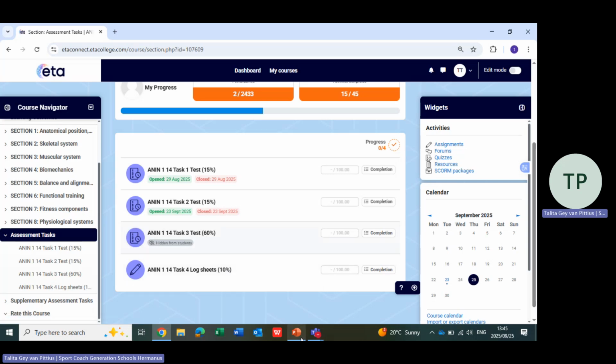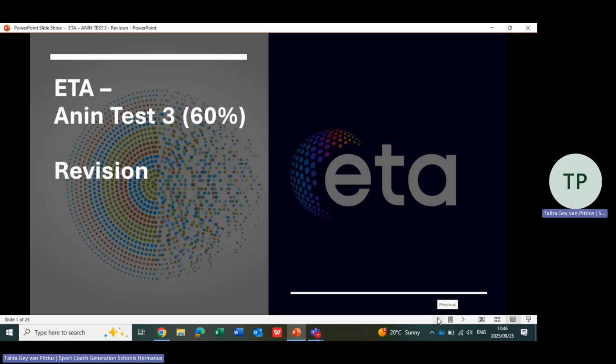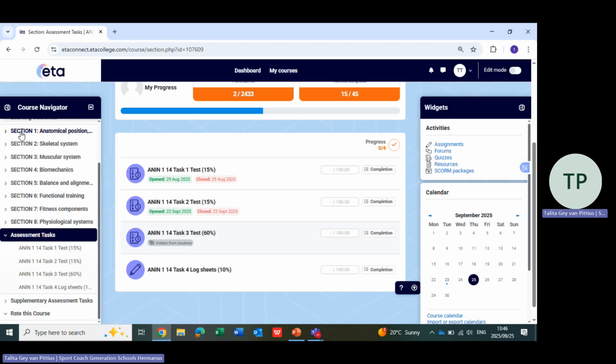Just to quickly show you, when you go into this one, this is the focus point. I'm not telling you these are the only things you're going to get in this test, but I am touching on some of the important points that I want you to go back on. Remember that this test 3 covers sections 1, 2, 3, 4, 5, 6, 7, 8, all of them. You have to go through the online lesson recordings, so it's very important that you use the time to study for this.